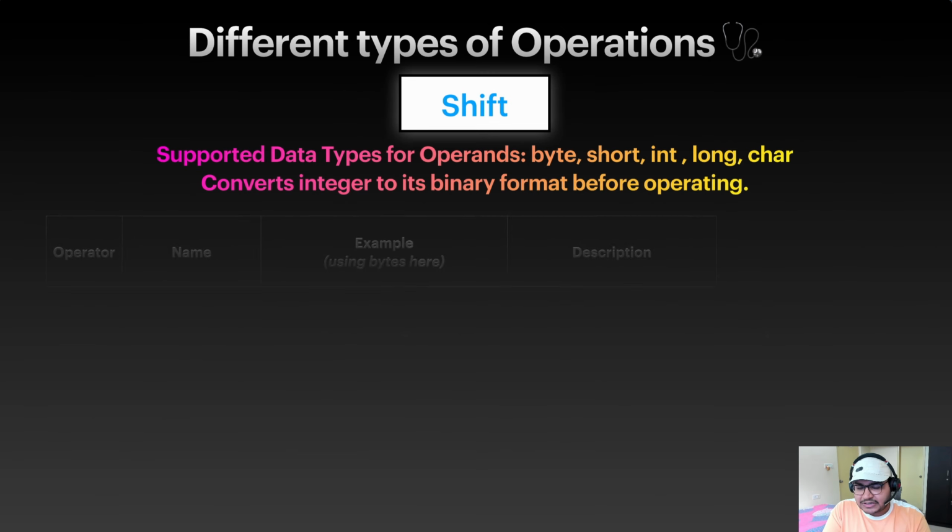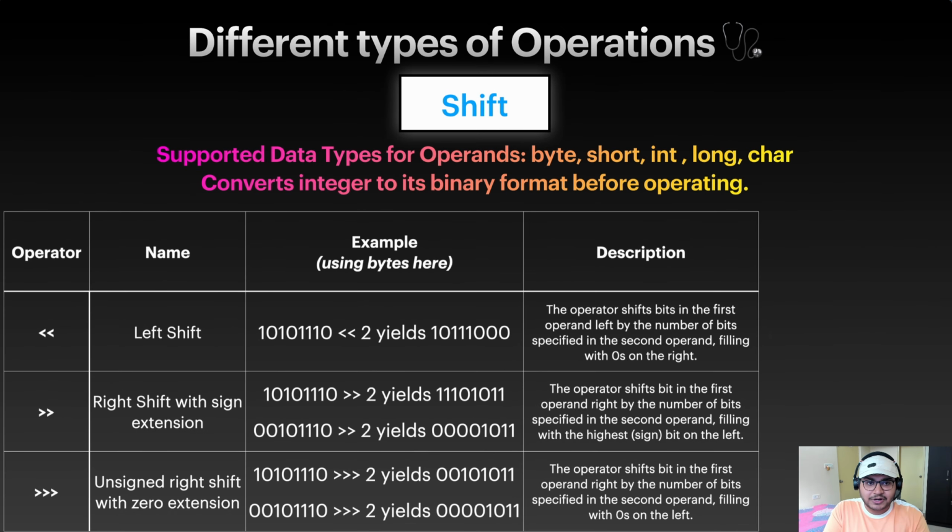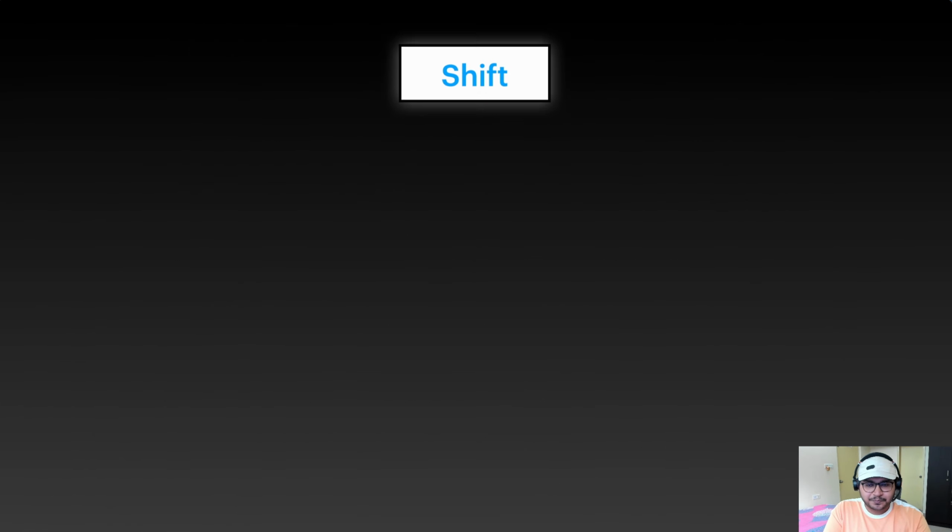The next set of operators are shift operators. Java offers 3 shift operators: left shift, right shift with sign, and right shift with 0 extension. These are binary operators and work on operands with data types byte, short, int, long, and char. Let's see them in action.